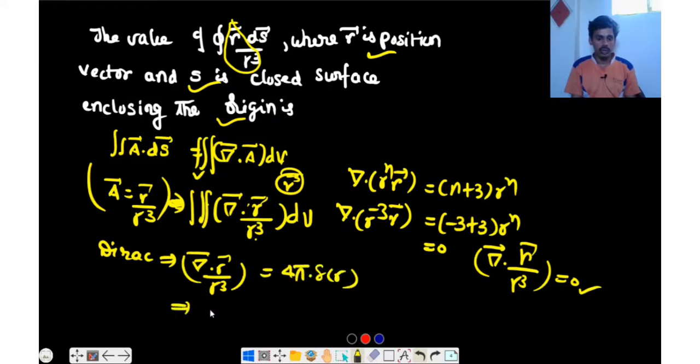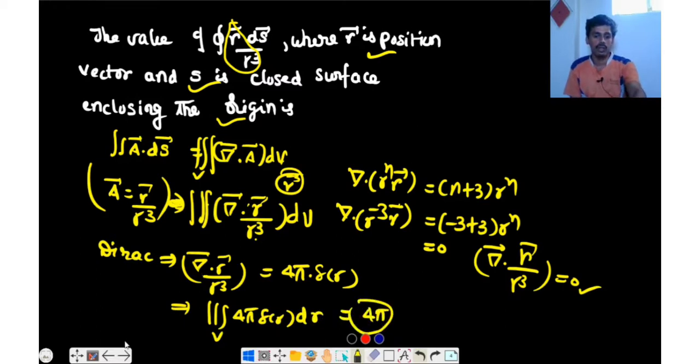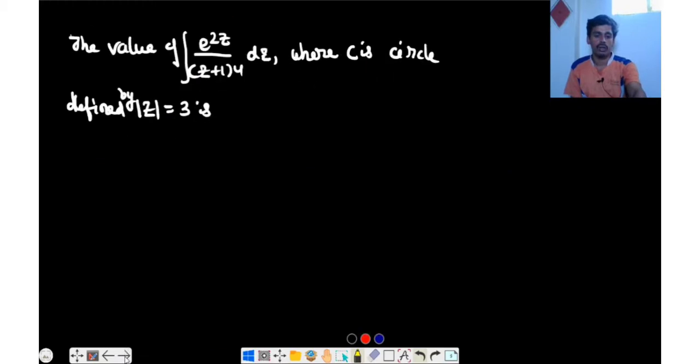Using this equation, the volume integral of del pi del of R into dr is equal to 4 pi. The answer is 4 pi. Okay. Now we will go to another question. The value of the contour integration e^(2z) by (z plus 1) to the power 4 dz, where C is the circle defined by mod z is equal to 3.